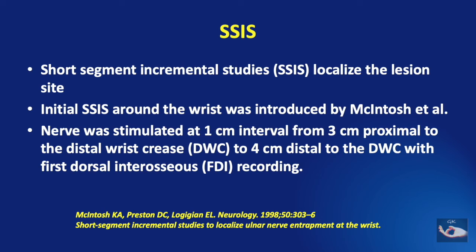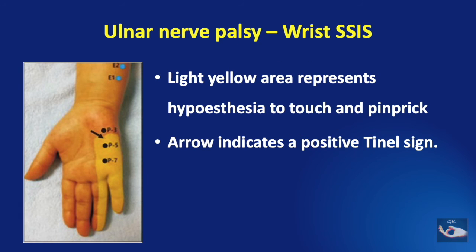The nerve was stimulated at 1 centimeter intervals from 3 centimeters proximal to the distal wrist crease to 4 centimeters distal to the distal wrist crease, with recording from the first dorsal interosseous muscle. In this example, in the right palm of the patient, the light yellow area represents hypoesthesia to touch and pinprick, and there is an arrow mark indicative of a positive Tinel sign.